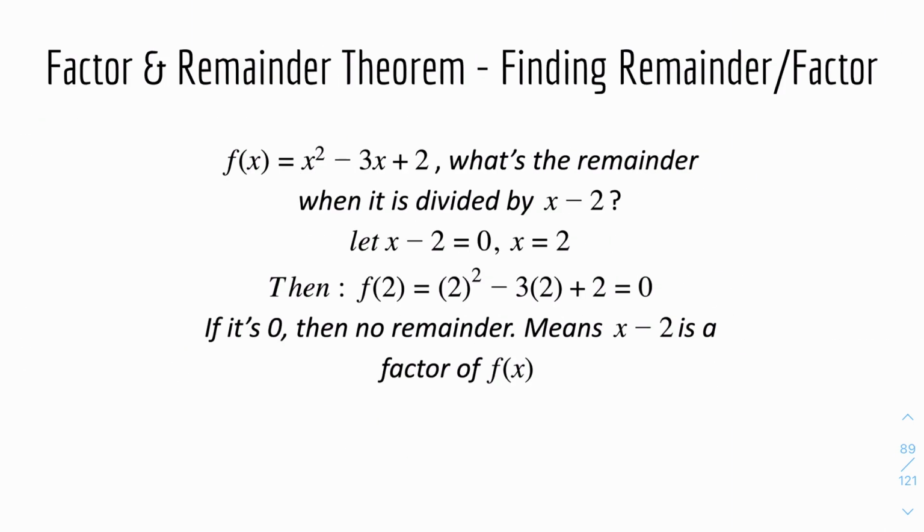Then here's finding remainder or factor as I said just now. So let's say you have f of x equals x squared minus 3x plus 2. What is the remainder when it is divided by x minus 2? So as I said, let x minus 2 equals 0, and therefore x equals 2, so we have to substitute x equals 2 into the f of x. So it will be f of 2 equals 2 squared minus 3 times 2 plus 2, so it's 0. So if it's 0, in this case it is, then there's no remainder. That means that x minus 2 is a factor.